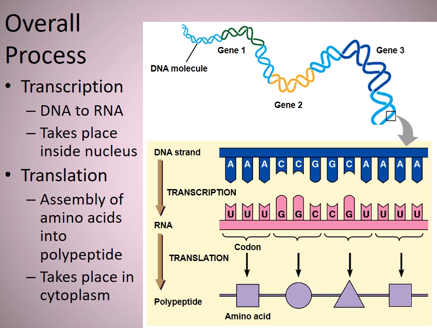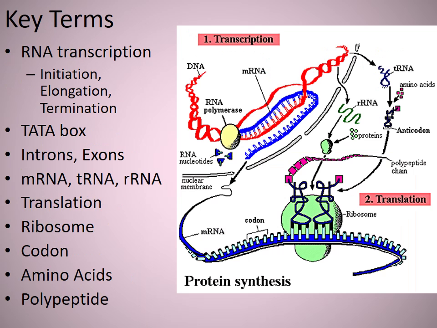The overall process has 2 things that we're going to take a look at: transcription and translation. Essentially in transcription, our cell will be transcribing DNA to RNA. And where does this take place? It takes place inside the nucleus. Once RNA has been transcribed from a specific gene, then translation occurs. Translation means interpreting the information found in the RNA and translating it into an actual polypeptide. This takes place in the cytoplasm as well as the rough endoplasmic reticulum.